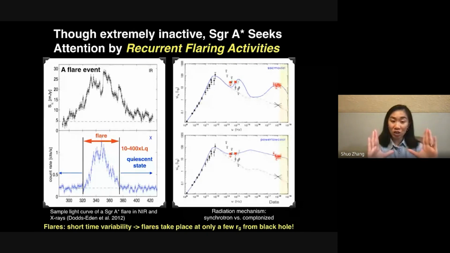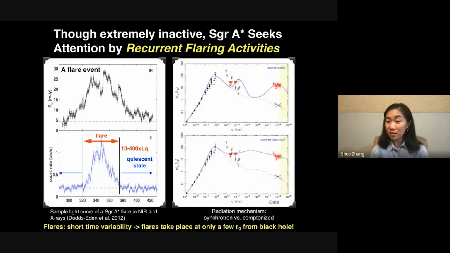Now, we call such an event a flare, all right? So Sagittarius star demonstrates such flares, like fireworks, almost every day. And that has puzzled astronomers a lot ever since their discovery in 2001.